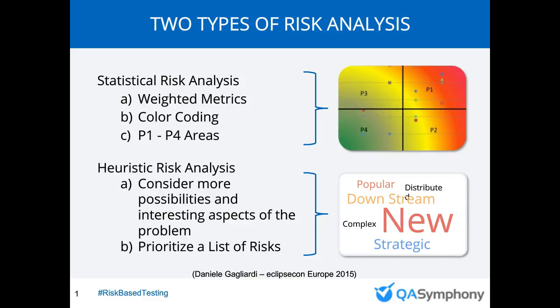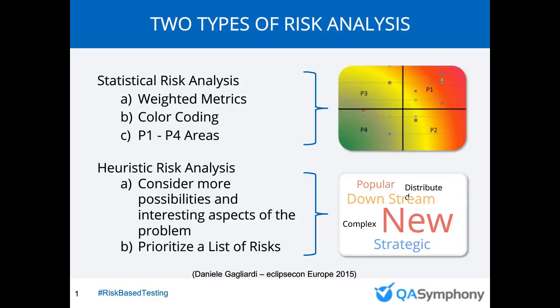So it's a lot of metrics driven, it's a lot of color coding, and you've got, for a general example, a way to slot those risks into a graphical representation that helps out in understanding that particular risk. However, there's another way to do it, and it's called heuristic risk analysis. And what that is, it's considering more of the possibilities and being more interested in aspects of a problem rather than thinking about how can we use metrics to categorize a particular interest for that.